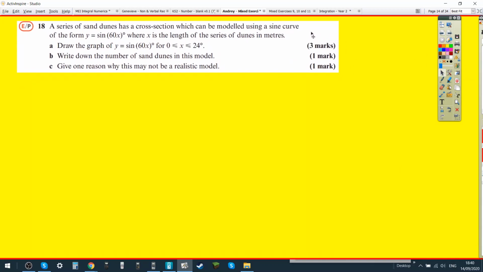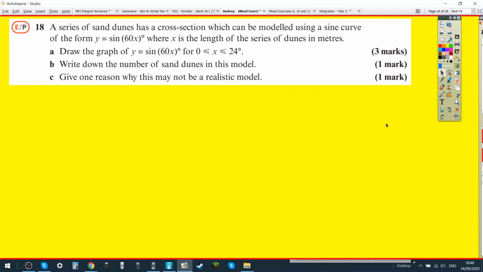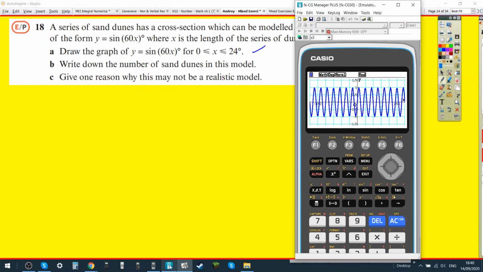That's more of this. Let's see. Series of sine, so this is modeling sine 60x. That's similar to the previous one. Draw the graph of y equals sine 60x, where x is between 0 and 24. So I think that's all right. Write down the number of sand dunes in this model.